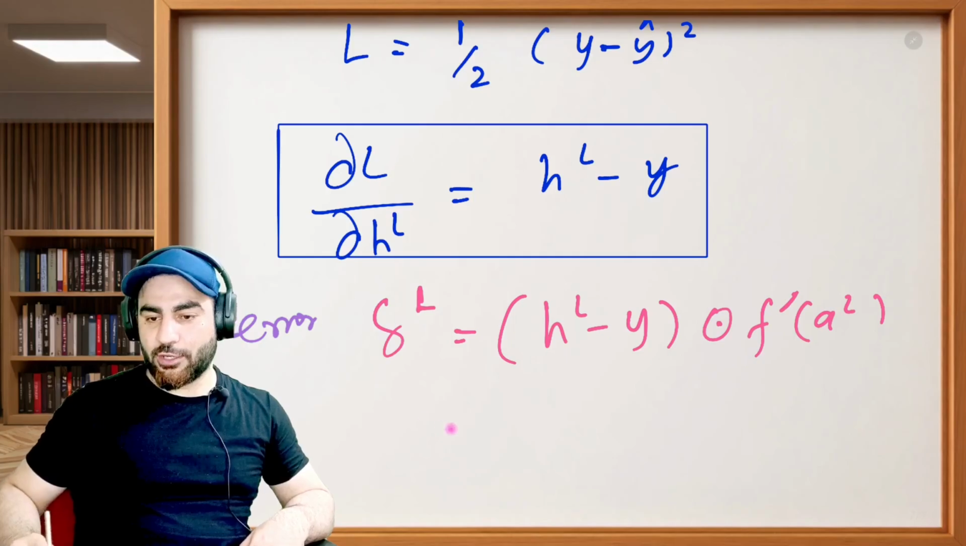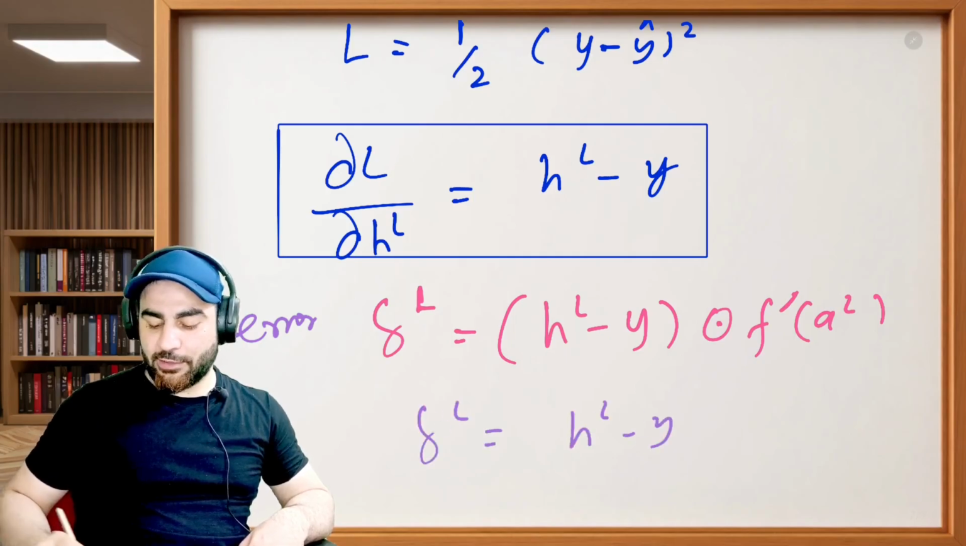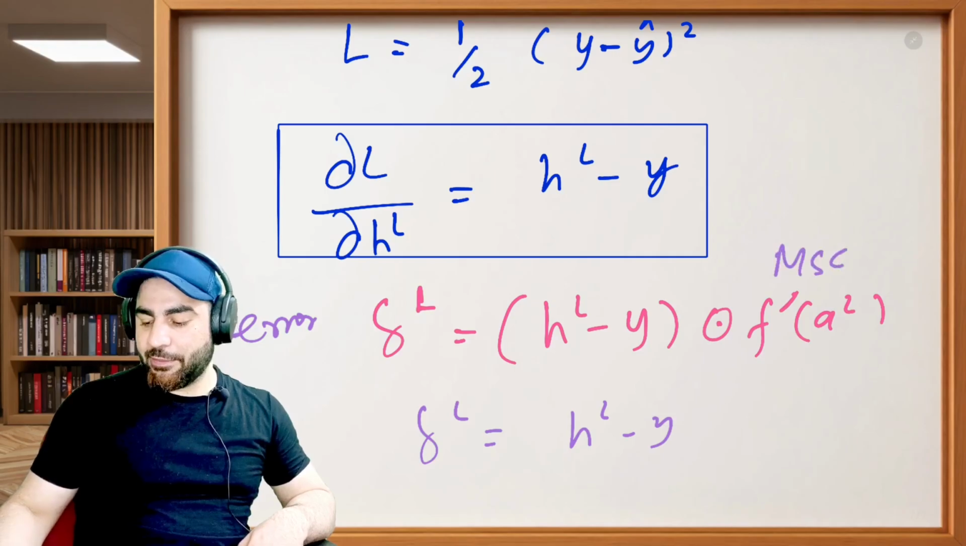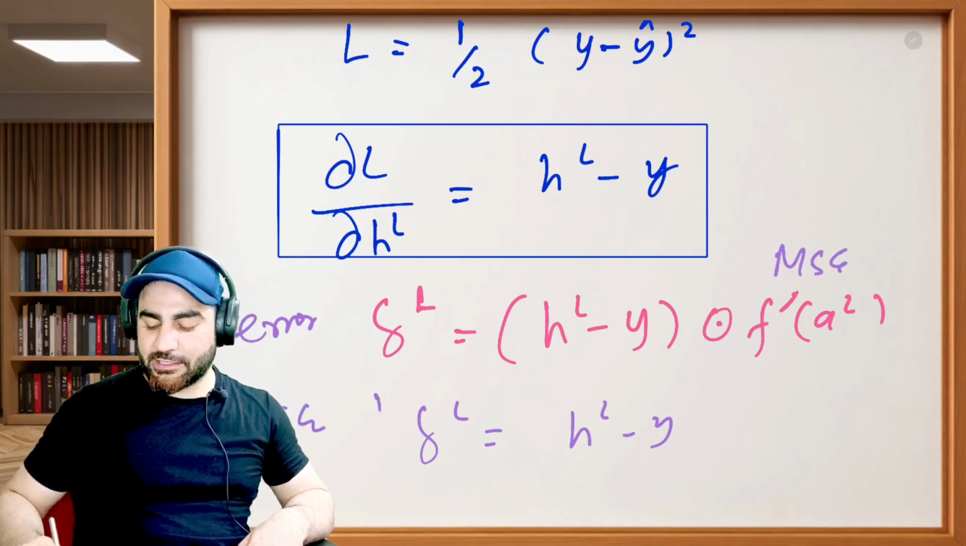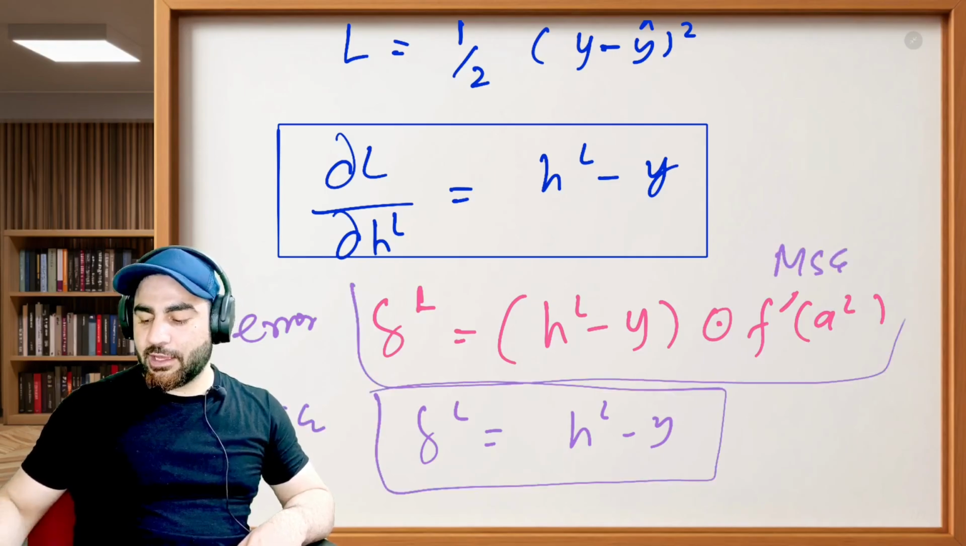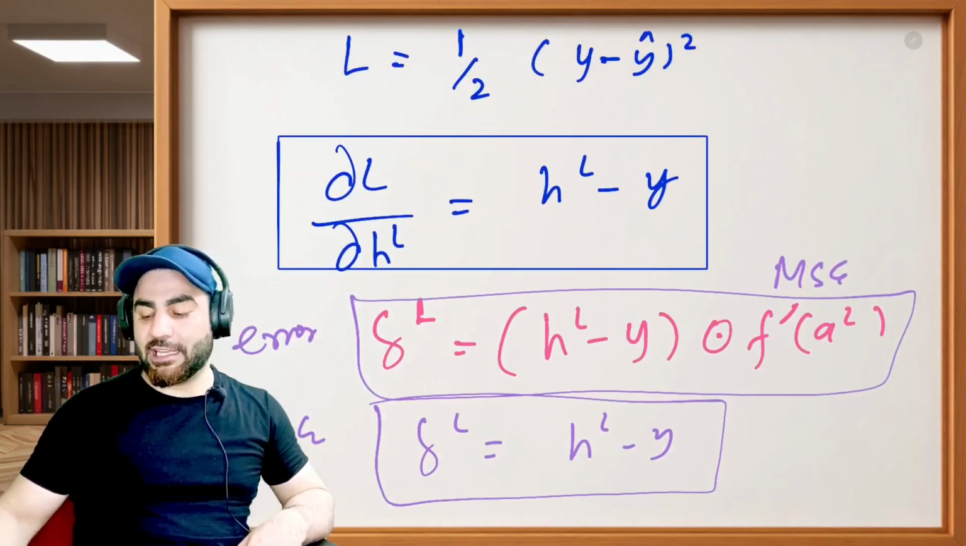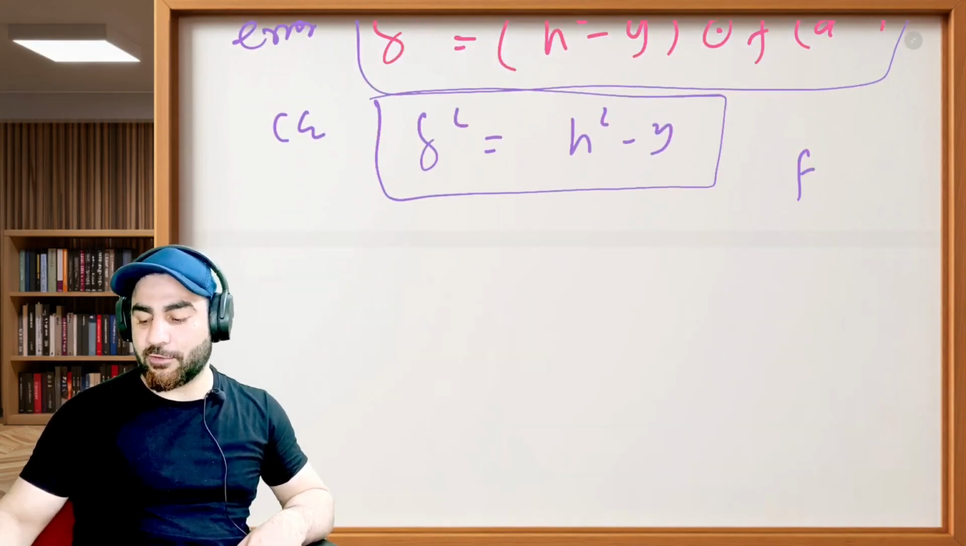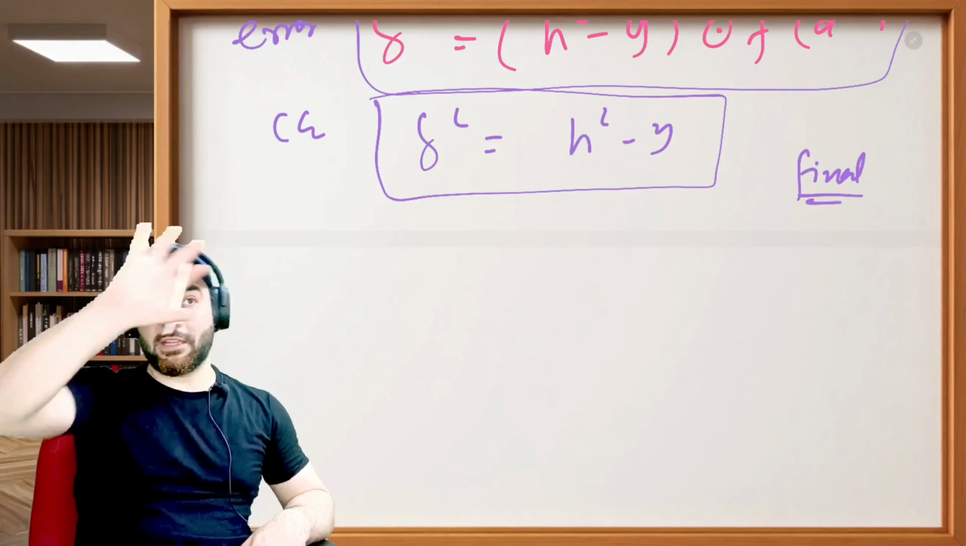So in shortcut, ∂L will be H_L minus y. This is for MSE. For cross entropy, you will get this. This is for the final output, basically the last layer, the Lth layer.